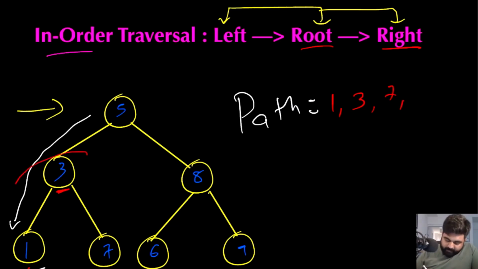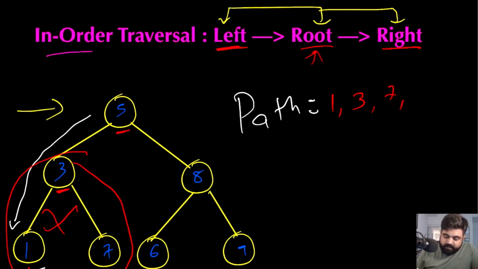After visiting all 3 nodes, we don't have any more nodes to travel on the left subtree. So now we are going to visit the root node, as mentioned over here, because we have already taken care of this left part. So now we are going to visit node number 5. Now again we still have values that we need to visit on the right subtree.